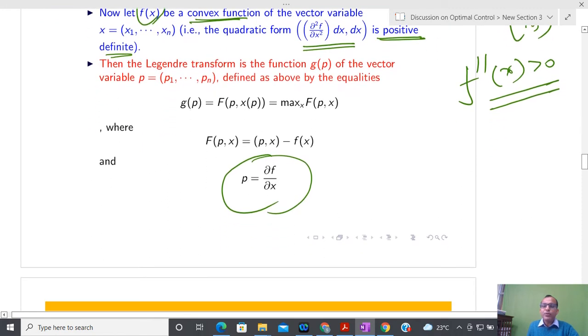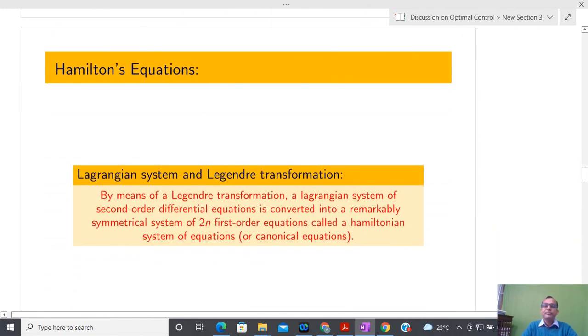Okay, so up to here does anyone have confusion? Then please let me know. The main idea is, I have some kind of convex function, and using the Legendre transformation I am going to convert it into another convex function. And we are going to understand the benefit of this transformation with the help of the Lagrangian system.